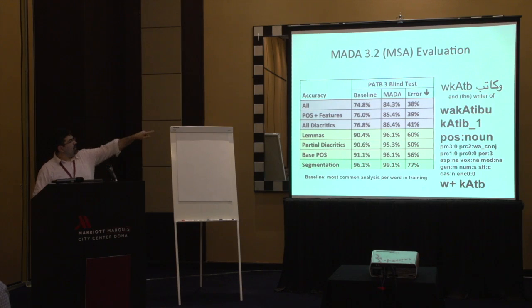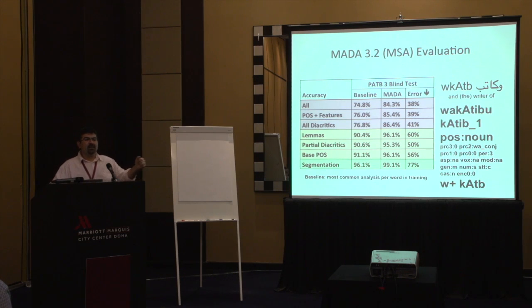And the way this is done is that for a word like wakatib, you get all the different possible analyses, all 12 of them, right? And then you pick one of them. And the moment you pick one of the 12, you already get everything. If you pick this analysis, let's say, that happens to be the correct one, you already get the segmentation. So there's no reason to do segmentation separately from the rest.